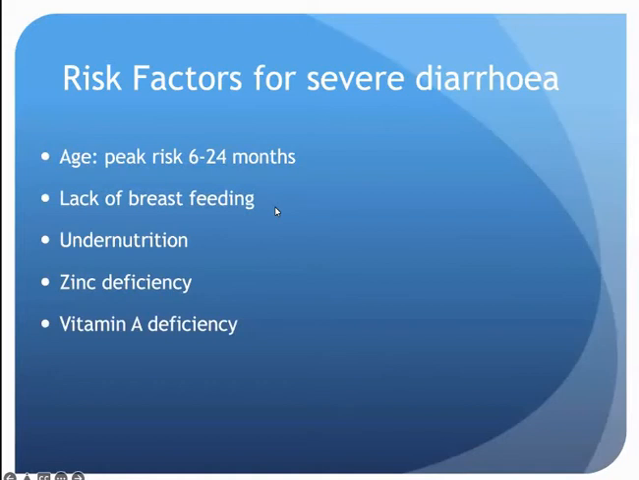They start to move around, to put things in their mouths, to socialize, and they're being weaned off breast milk, which is the most sterile food that you can give them. Undernourishment exacerbates diarrhea and can be exacerbated by diarrhea, and zinc deficiency and vitamin deficiency are also risk factors.